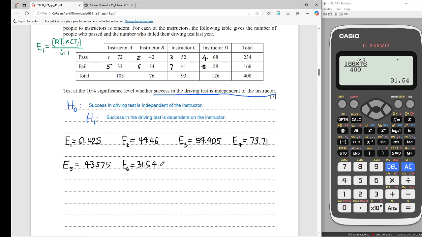Right, so we found the expected value of these 6 ones. Now to find E7 and 8. E7 equals, now the column total changes to 93, and the row total stays the same. Grand total stays constant for the entire calculation of all E values, and we have 38.595.